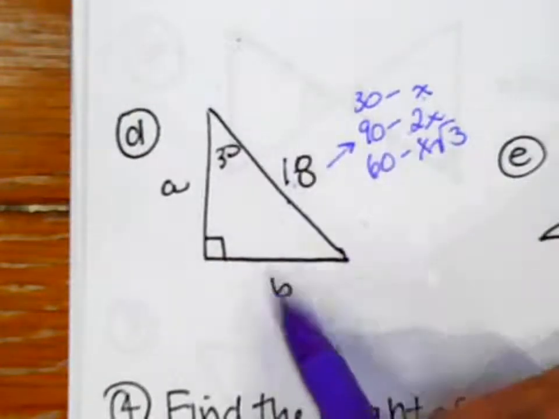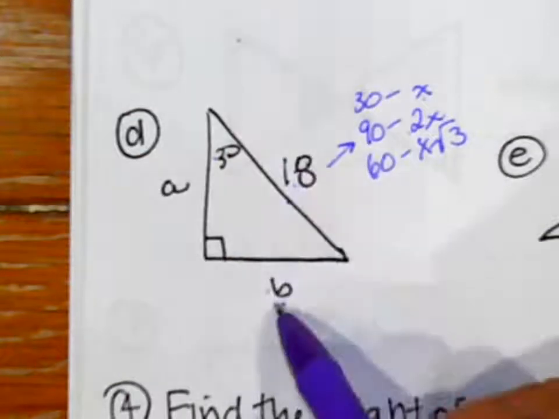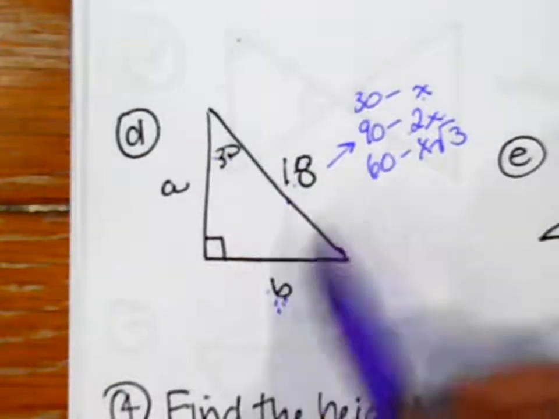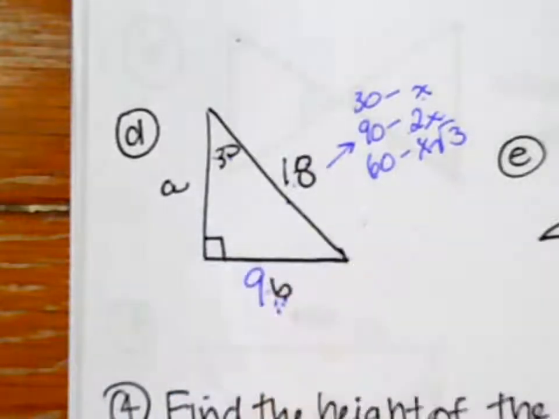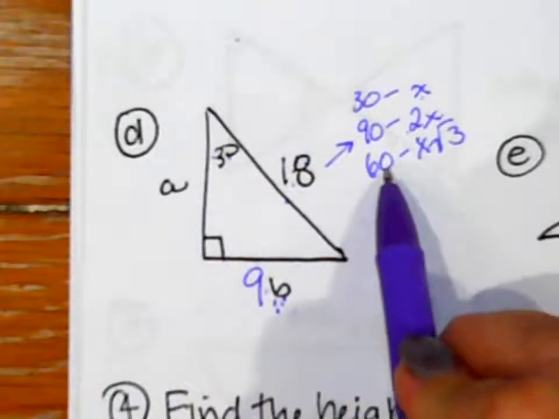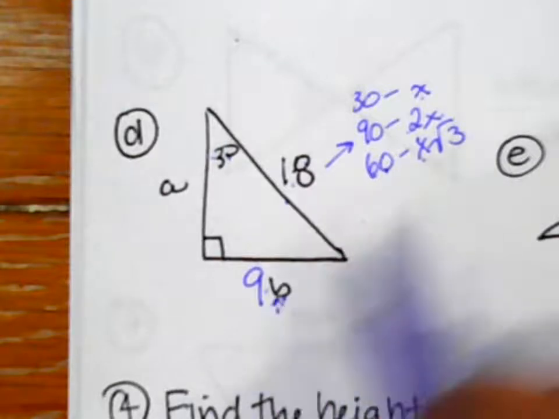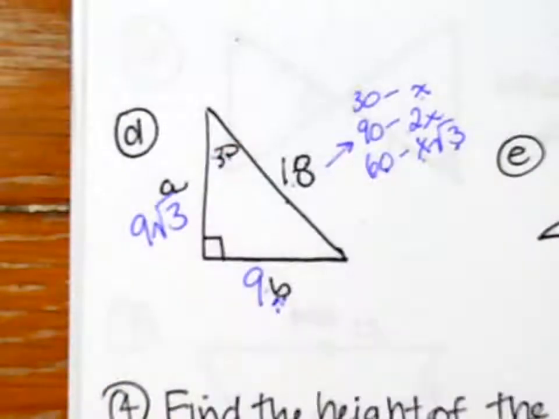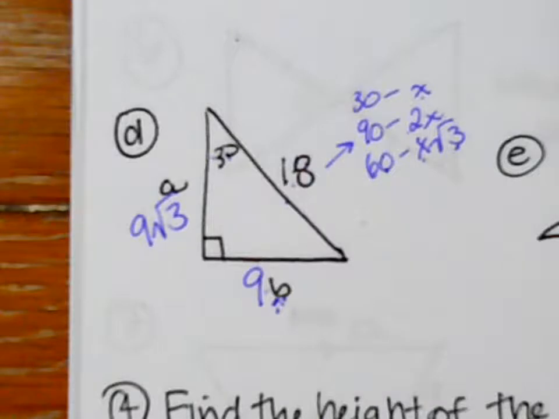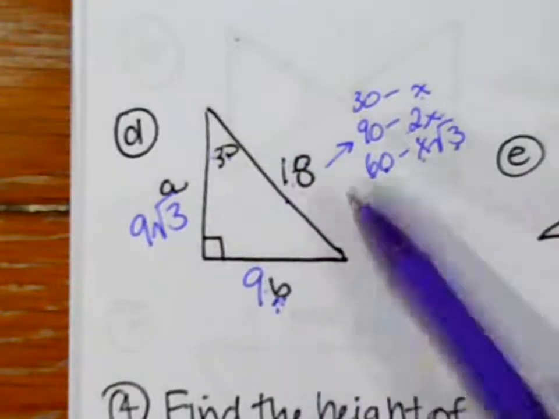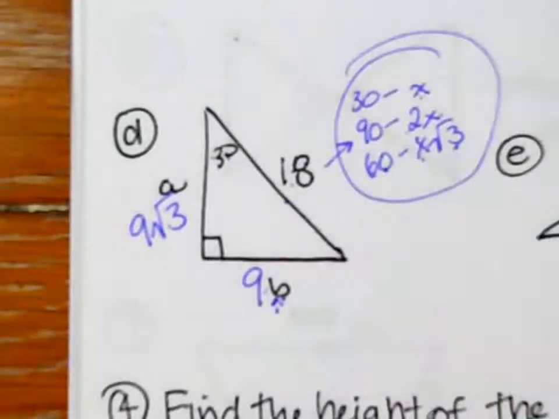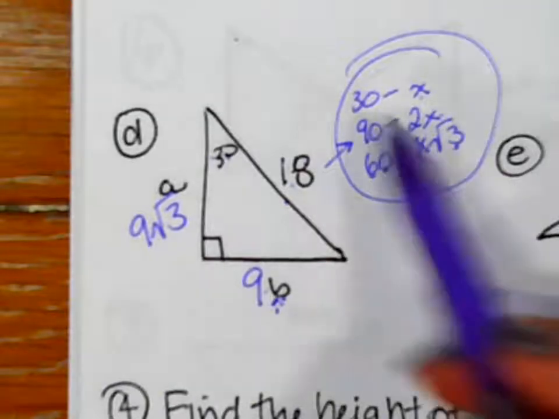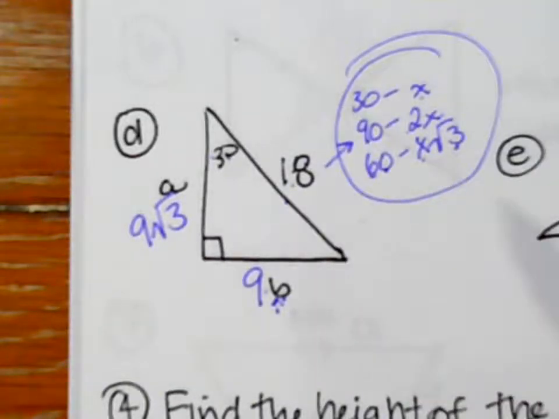So opposite the 30, this guy down here is half of the hypotenuse. Opposite the 30 is half the hypotenuse. Half of 18 is 9. Opposite the 60 is whatever opposite the 30 is times rad 3. So this guy right here is 9 rad 3. When you're here, you have to memorize the rule because that's just the rule. Okay? Again, memorize the rule on a 30, 60, 90 triangle.